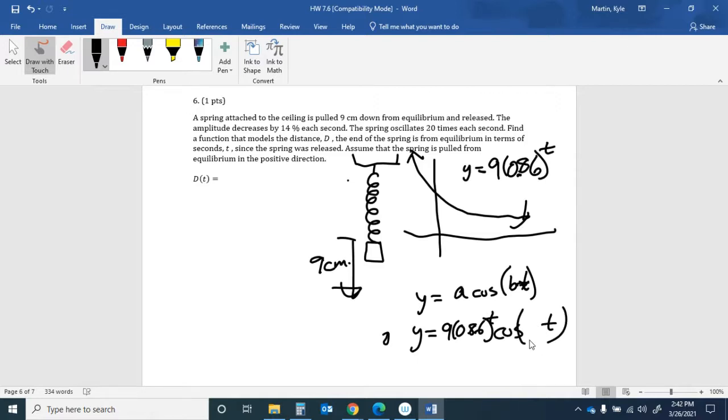So what we don't know is the coefficient in front of x. All right, so observed period equals the standard period for the sinusoidal function cosine, which is 2 pi, divided by b. Solve for b. So b is equal to 2 pi divided by the observed period, which is 2 pi divided by, what is the observed period? 20 times a second.